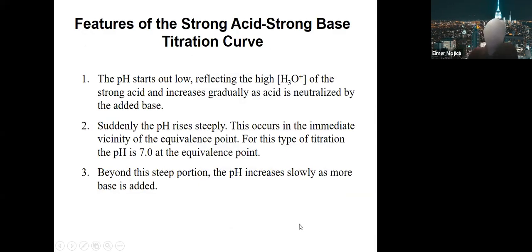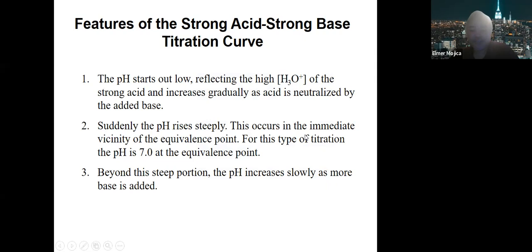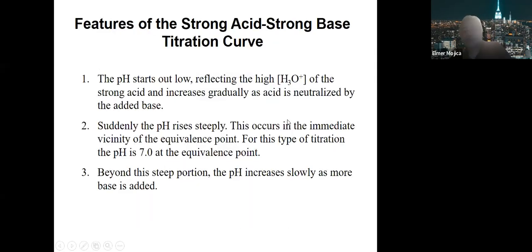Now, the thing that you remember in the strong acid, strong base titration curve features, is that the pH will start out low, reflecting the high H plus of the strong acid, and increase gradually as acid is neutralized by the added base. And then all of a sudden, the pH rises steeply. This occurs in the immediate vicinity of the equivalence point. If you look at this, it just rises steeply. That happens when it is near the equivalence point.